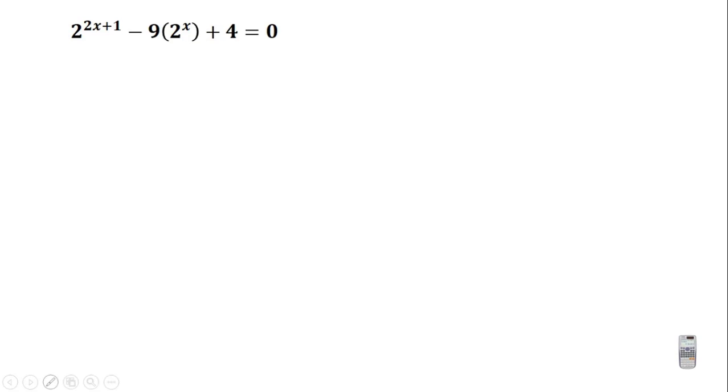The question is 2 exponent 2x plus 1 minus 9 into bracket 2 exponent x plus 4 is equal to 0. As we learned in the previous video, when you are given an expression like this, the first thing you need to do is to rearrange the equation. We know from the properties of indices that 2 exponent 2x plus 1 can also be written as 2 exponent 2x times 2 exponent 1.